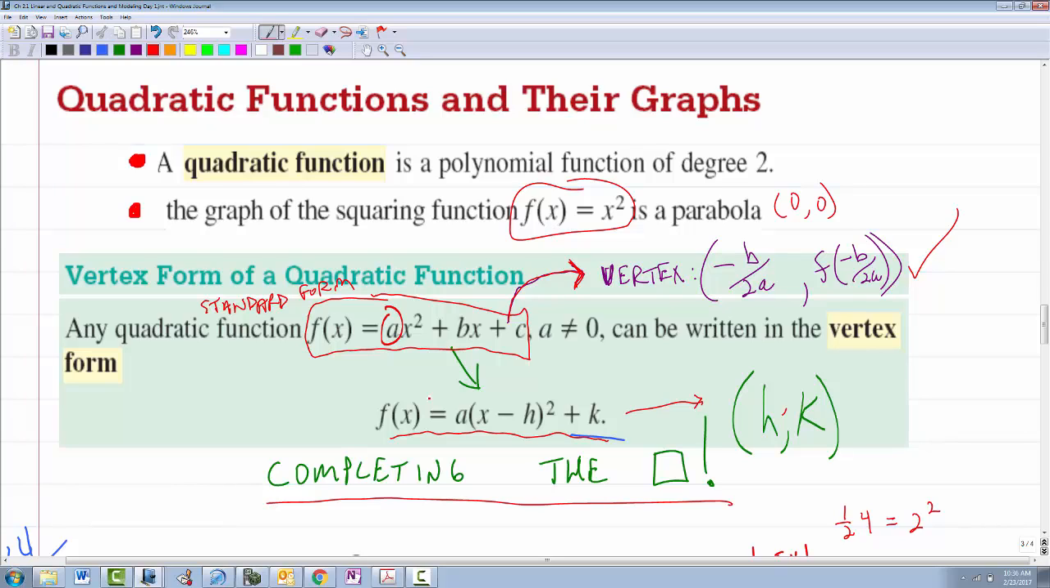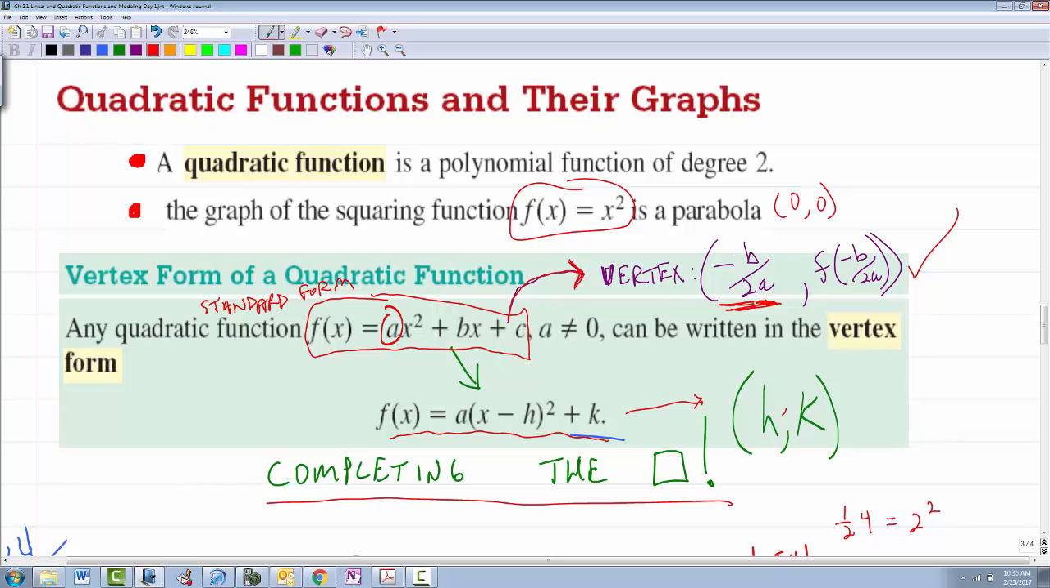So you're going to be responsible in this chapter to do that. But you'll also be responsible to remember this. Do you guys remember this? By the way, as you're writing this down, I see a lot of people writing: this is the x-coordinate of the vertex. B is the middle term. A is the first term coefficient.